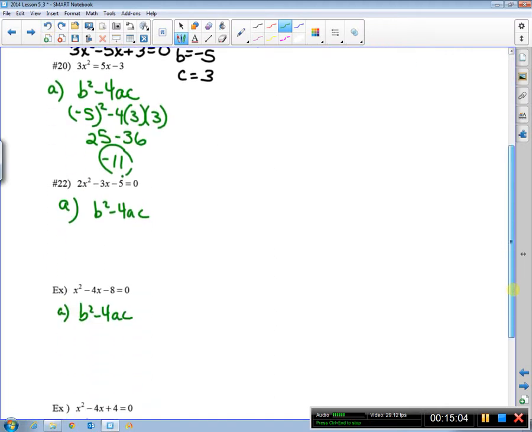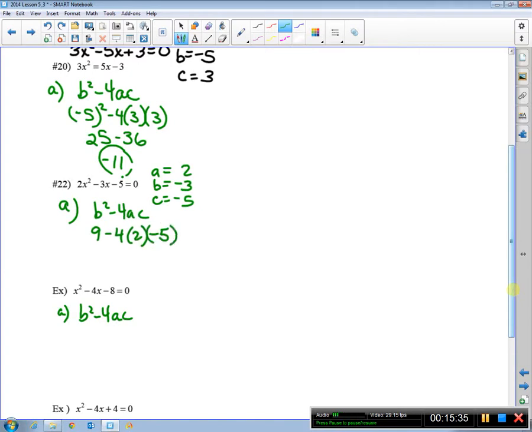Number 22 from the book. Get your values of A, B, and C straight. Plug them in, figure out the discriminant. You might want to pause here and do the rest of the page, discriminant, and come back and check. Watch out for this double negative. This becomes 9 plus 40.